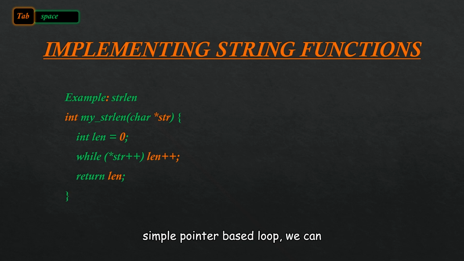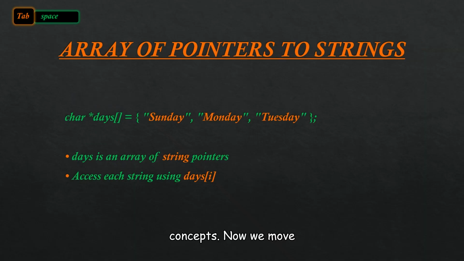Using a simple pointer-based loop, we can calculate the length of a string by initializing a counter and incrementing it each time we move the pointer forward, stopping only when we reach the null character. Here's the code: int my_strlen(char *str) { int len = 0; while (*str++) len++; return len; }. Similar logic can be applied to functions like strcpy, which copies one string into another, and strcmp, which compares two strings lexicographically. Implementing these functions yourself is a great way to internalize pointer concepts.